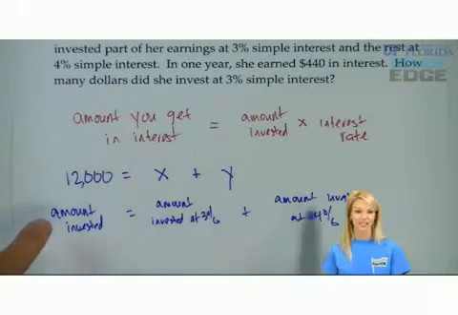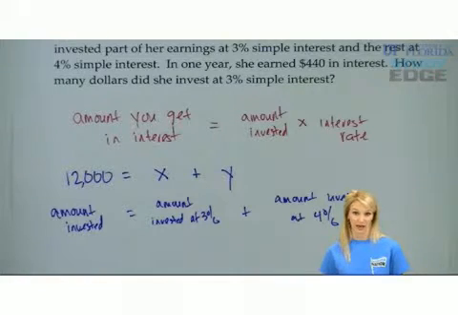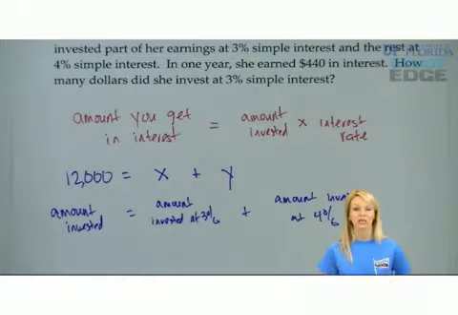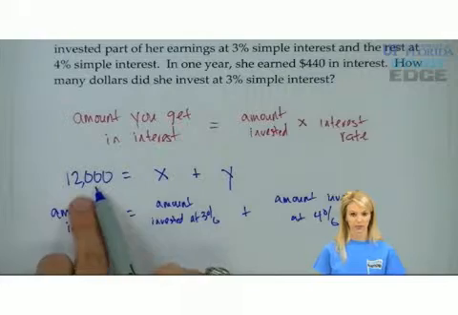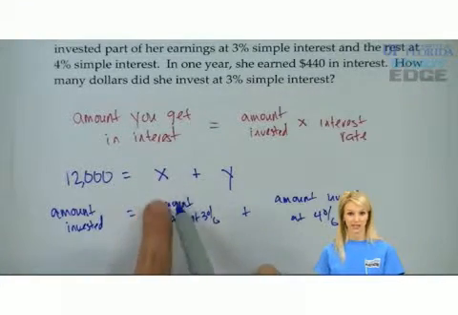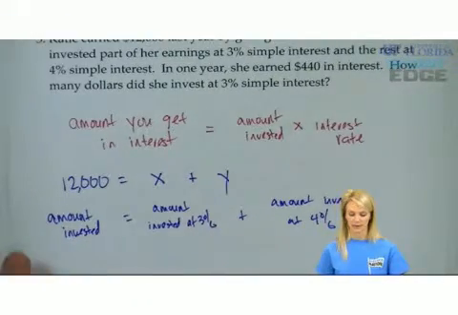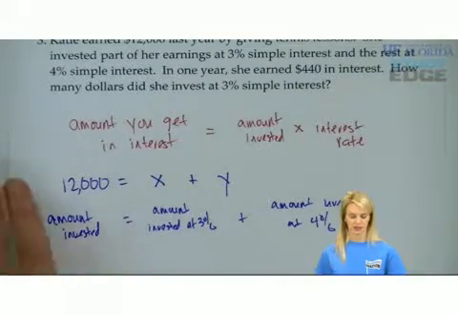So this equation isn't talking about how much interest she's gaining off of it. It's just saying how much is she putting in? How much is she going to actually put in? What can interest be gained off of? Well, the $12,000 is broken up to some of it being invested at 3% and some at 4%. So let's look at the next part of this question.